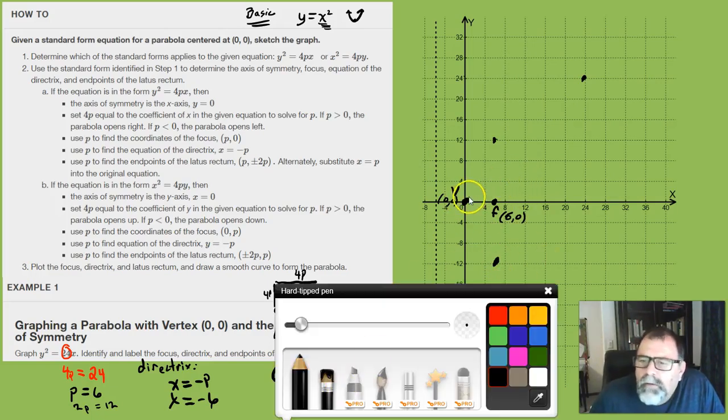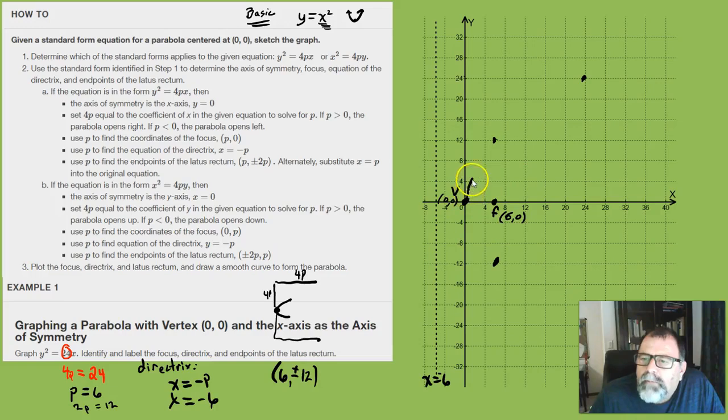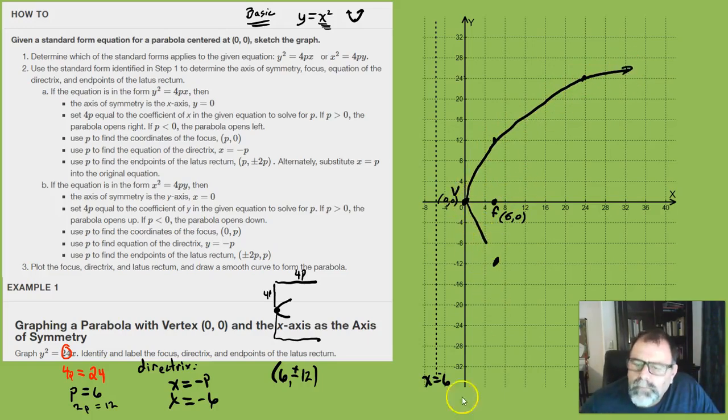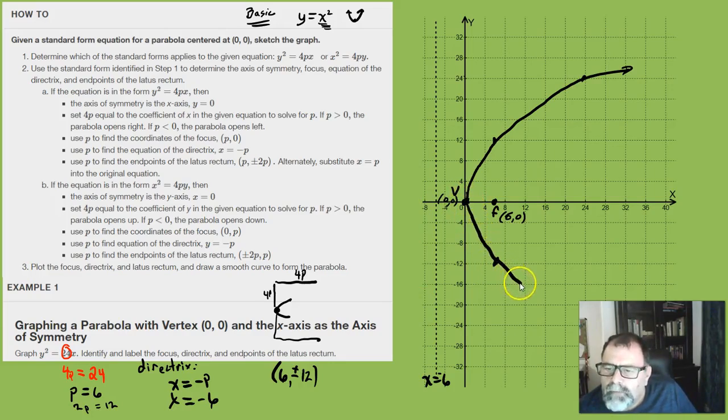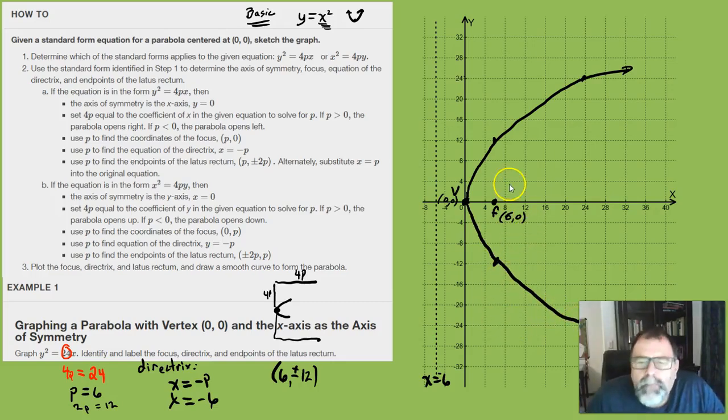So now I'm just going to make a parabola. I'm going to try to hit those points. Oops, we want a curve, not a line. Hopefully you got the idea right there. Okay, and that's pretty much it.